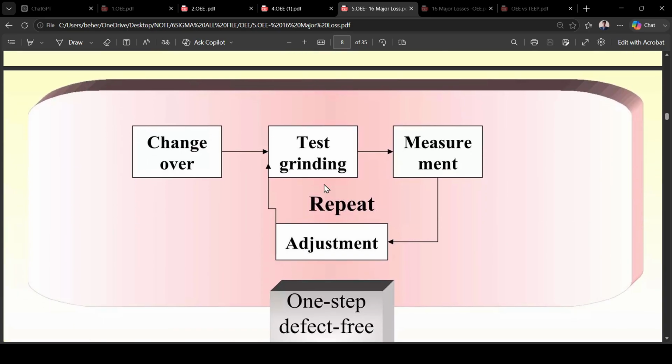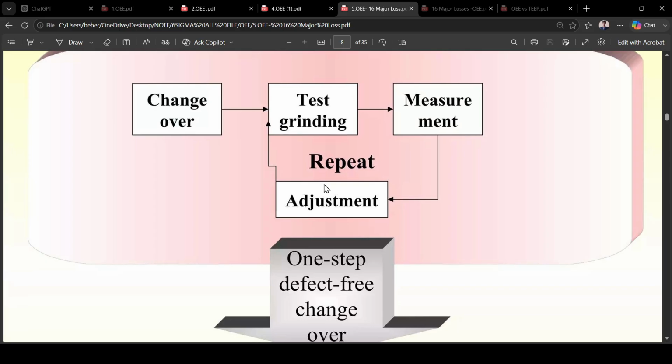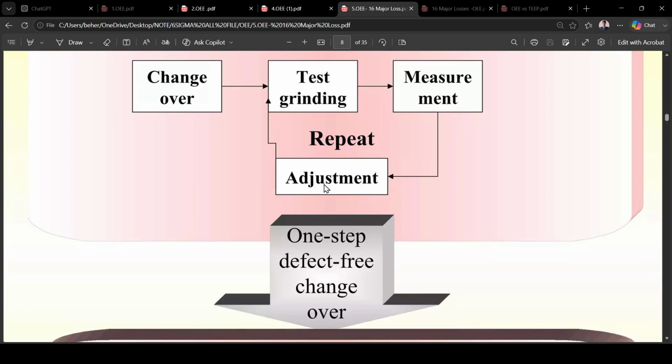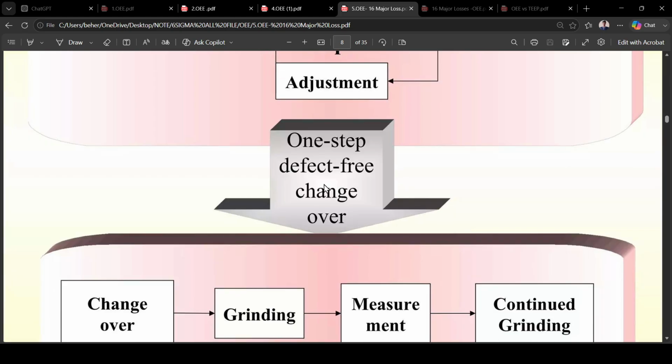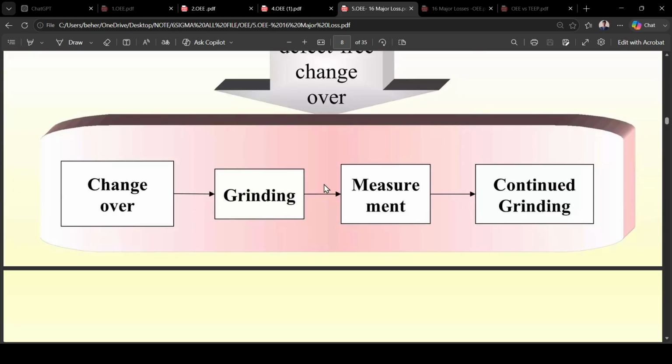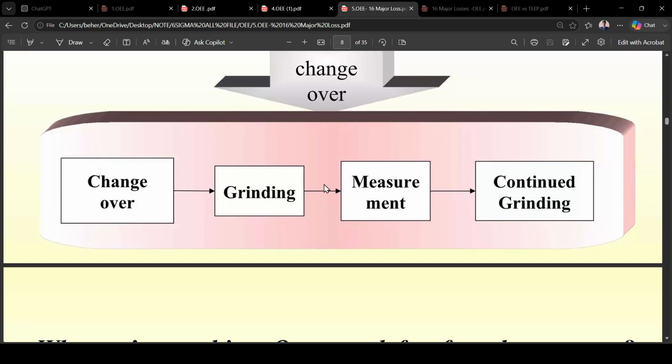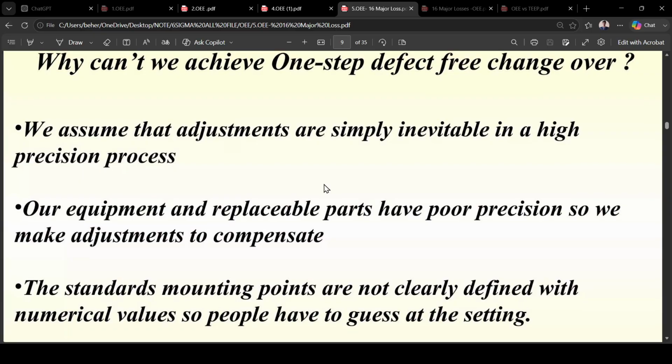Then another one is the set of defects in changeover. So changeover, test grinding, measurement, repeat adjustment. This is the one step of the changeover. And this is the changeover, grinding, measurement, continuing grinding.